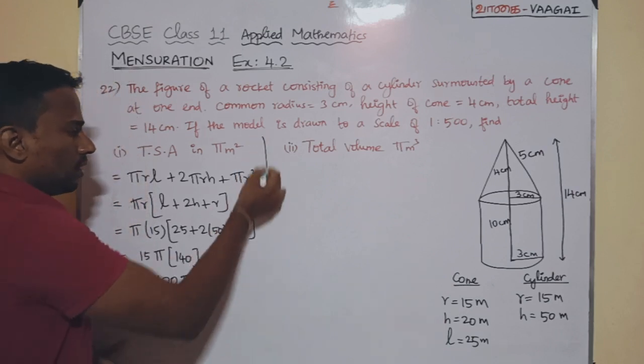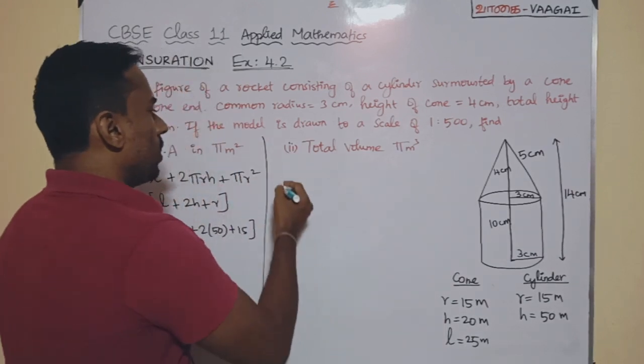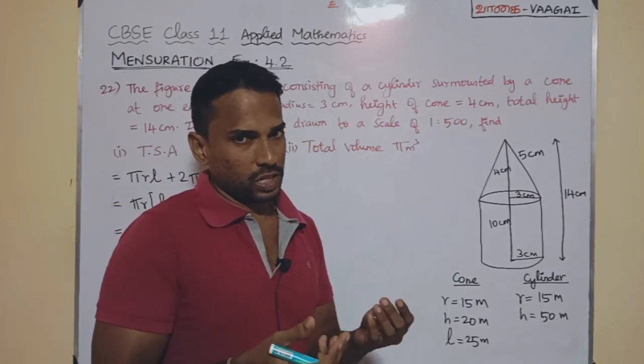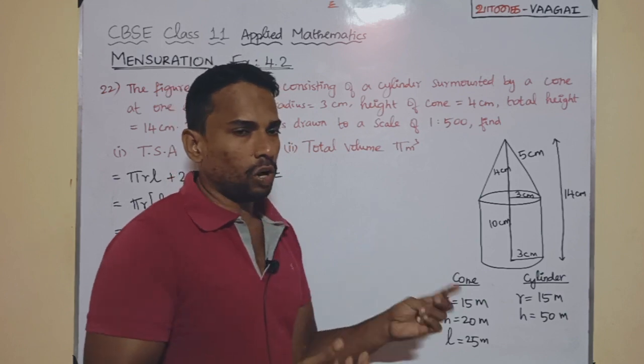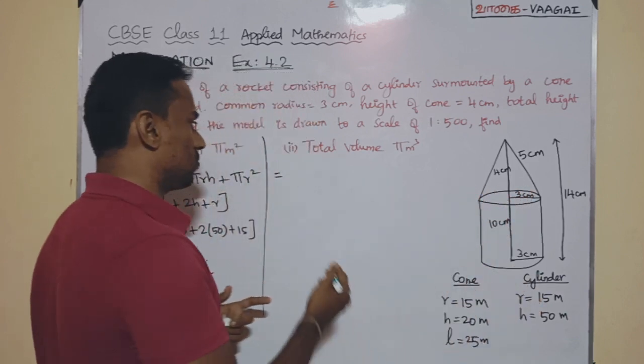And now moving to the total volume. Now how can you find the volume of this object? Volume is going to be very easy. Volume is actually the capacity, right? So we can directly add the volumes of the conical portion and the cylindrical portion. We know the formulas for both.